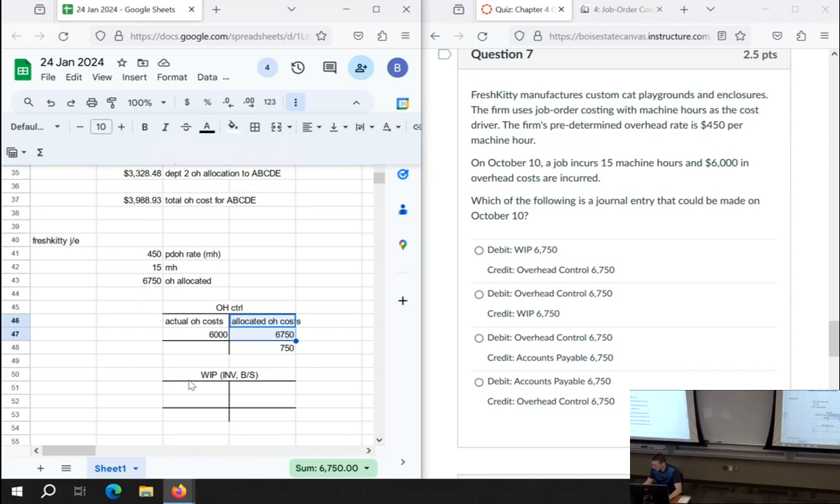We're not directly taking overhead costs and putting them into the work in process. No, it goes through the filter of, well, what got allocated based on our PDOH rate and the cost driver consumed to apply the PDOH rate.